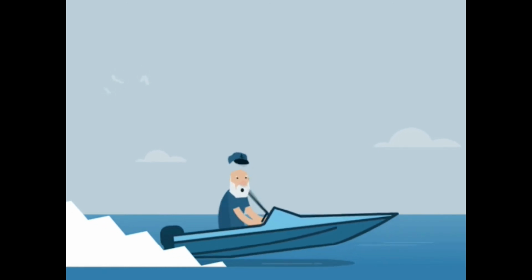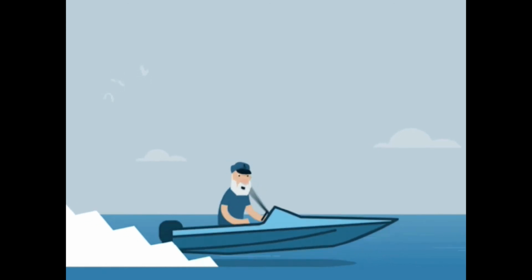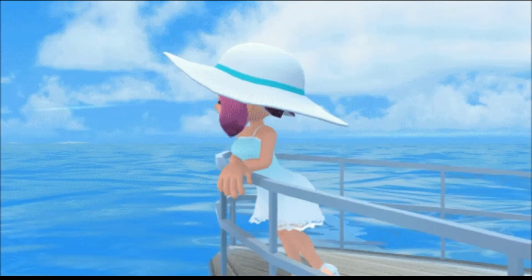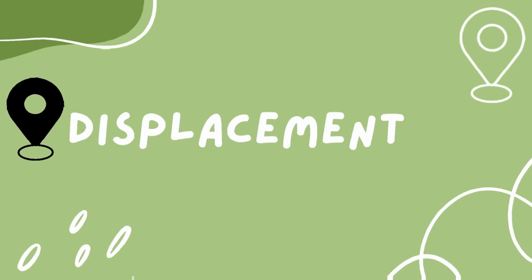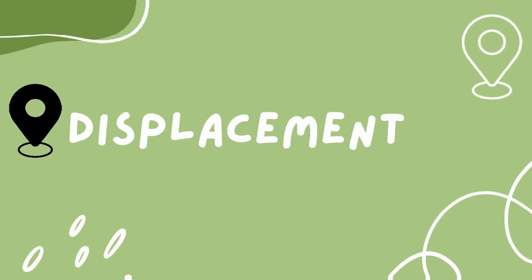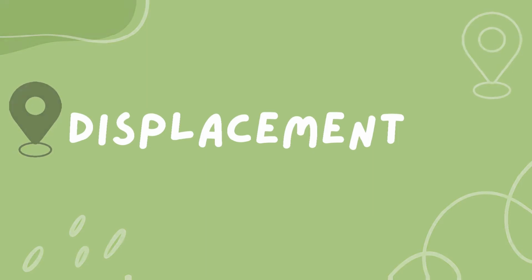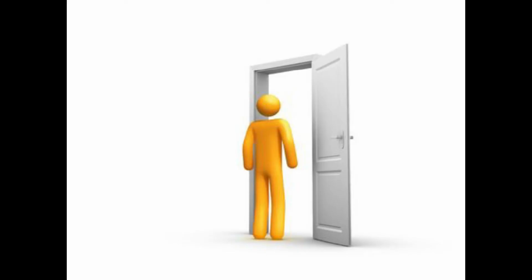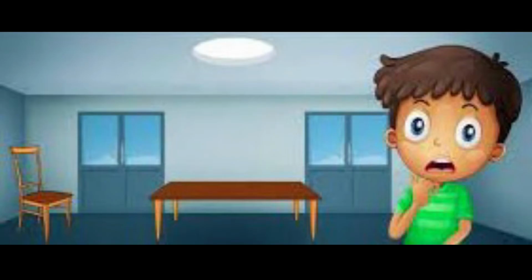But what if, after getting to that position, the person moves again to another position? That is where the displacement comes in. The displacement of an object is the same as the distance traveled by an object in a particular direction. For example, a person is standing in front of a door. He decided to move to the table beside the door.